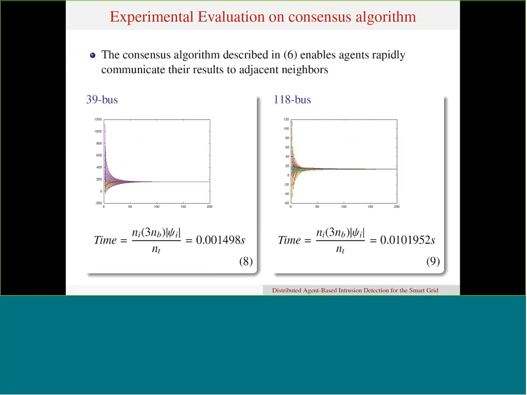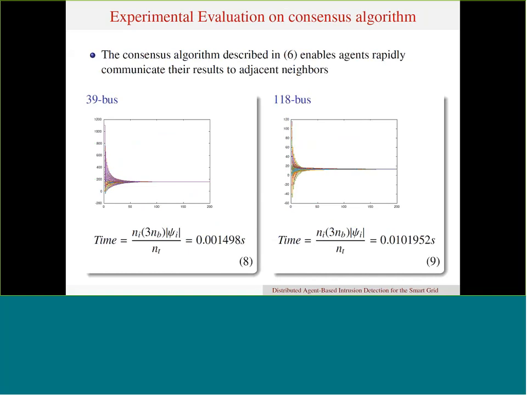For the consensus algorithm that the agents use to share data among themselves, this is just an idea of what happens. Each agent has its detection results, but it needs to communicate to the rest of the agents. So on these figures, the x-axis is the number of iterations, and the y-axis is the values they're dealing with.